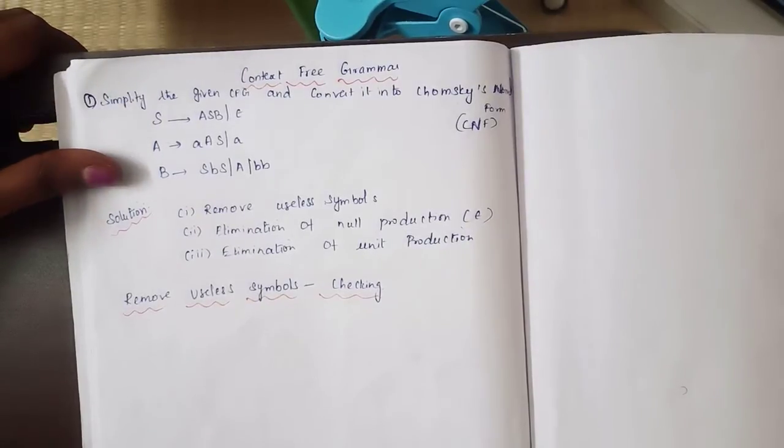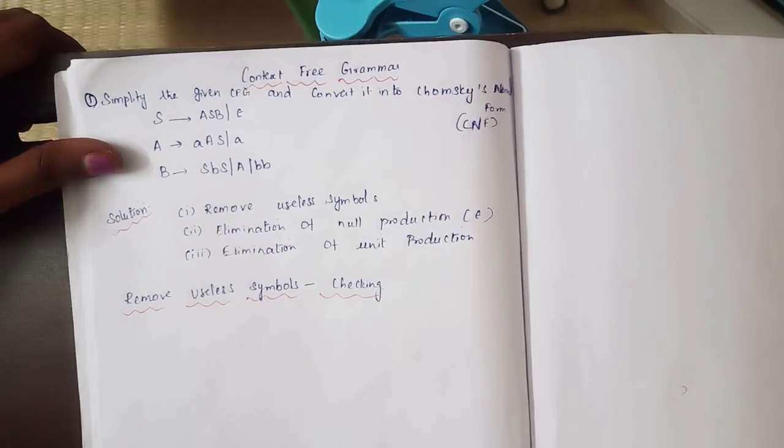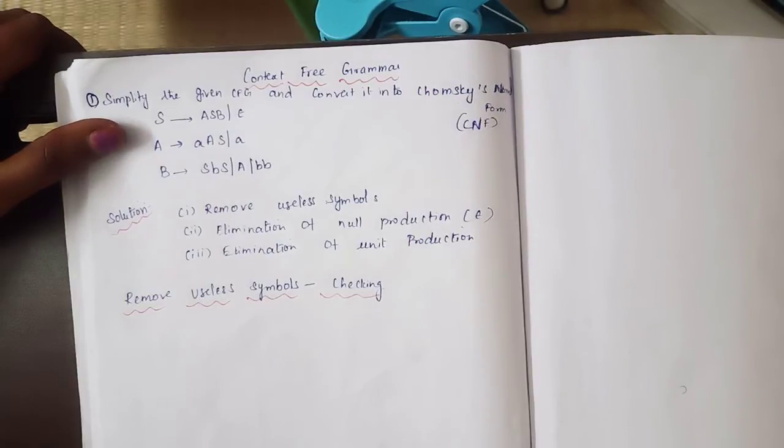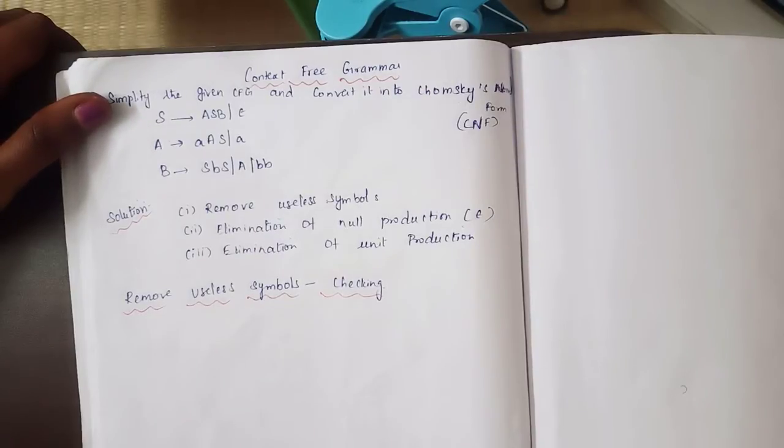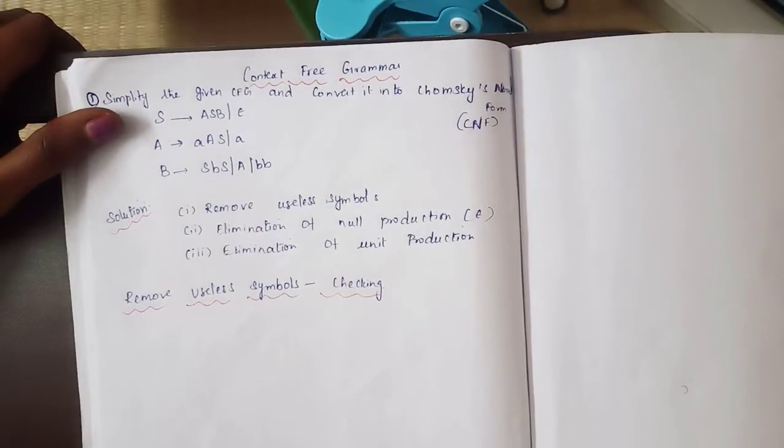Now we'll see about context-free grammar. The problem here is to simplify the given CFG and convert it into Chomsky's normal form. When a grammar is given in a particular problem, we have to look at it, and for simplification of CFG we need to remove three important things. First one is useless symbols, second one is null productions, and third one is unit productions.